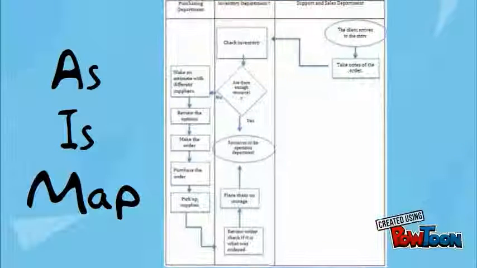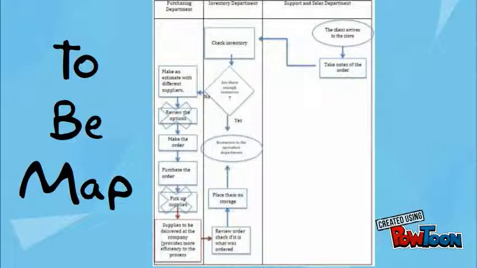The process starts when the client arrives to the store because it's an order-based model. After the client arrives, the employee takes notes of the order and checks in the inventory to see if there are enough resources to fulfill the order. If there are the resources needed, they are taken into the operation department. If not, he has to make an estimate with different suppliers. After doing this, he has to review the options with other suppliers on the database. Once this is done, he does the purchase order and then goes and picks them up at the post office. Once the supplies are at the company's headquarters, they review the order and check if it was what they actually ordered, and then they take them to the operation department.